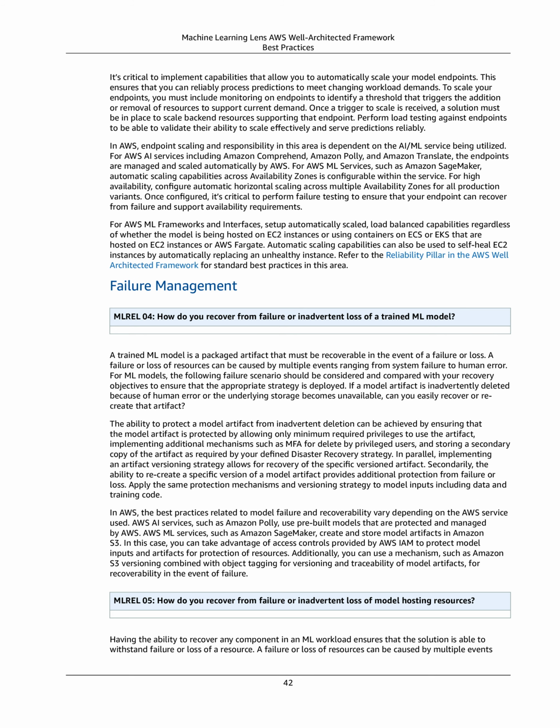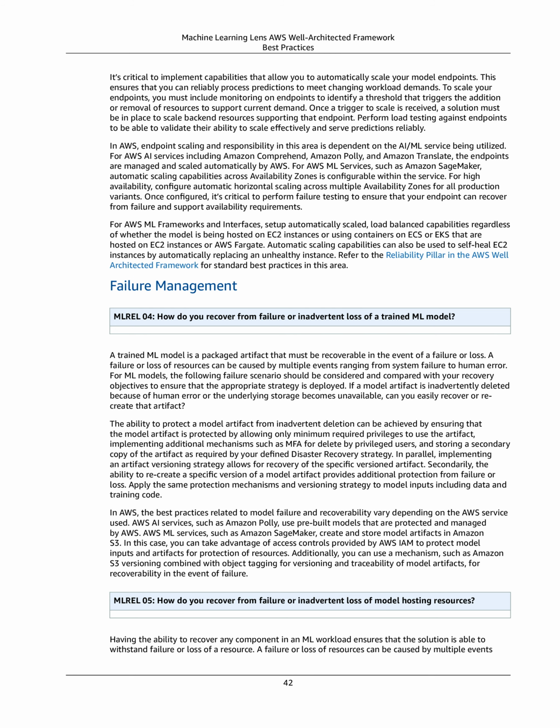Failure management. MLREL 04: How do you recover from failure or inadvertent loss of a trained ML model? A trained ML model is a packaged artifact that must be recoverable in the event of a failure or loss. A failure or loss of resources can be caused by multiple events ranging from system failure to human error. For ML models, the following failure scenarios should be considered and compared with your recovery objectives to ensure that the appropriate strategy is deployed. If a model artifact is inadvertently deleted because of human error or the underlying storage becomes unavailable, can you easily recover or recreate that artifact?